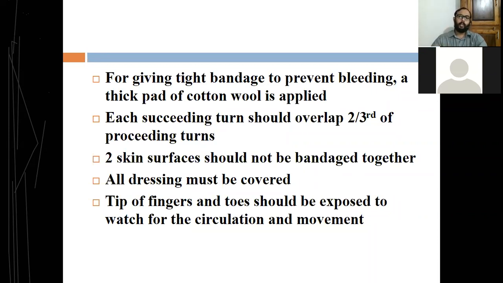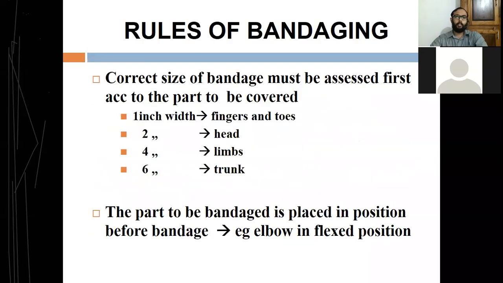This is regarding the rules of bandaging. I repeat it once more. The correct size of bandage should be taken as per the affected part. For the upper limb, we take 10 centimeter width into 3 meter. In the lower limb, 15 centimeter width into 3 meter. In the trunk, shoulder, hip, and for Vibhaddha Bandha, we take 30 centimeter width into 5 meter.